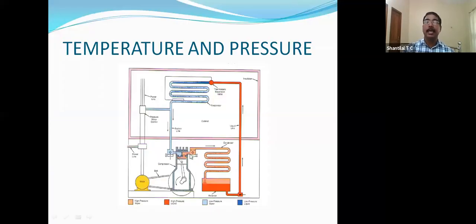This is a sketch of the refrigeration cycle showing the compressor, discharge line, condenser, liquid receiver, then the expansion device, evaporator, then suction line. In this, I am talking about the condenser. The condenser has high pressure and high temperature, and here the evaporator has low pressure and low temperature. So while working, we have to control the temperature and pressure.